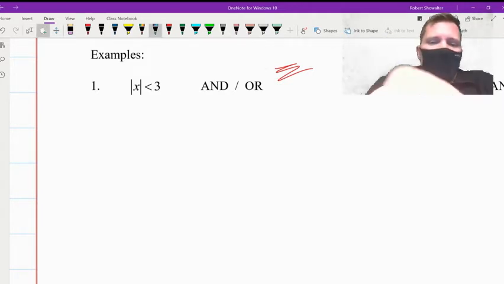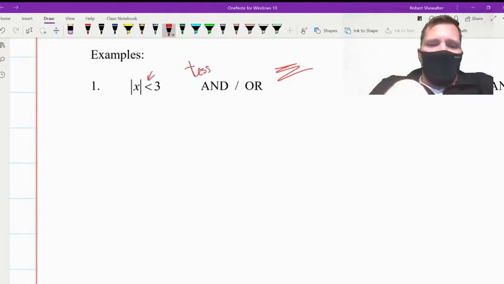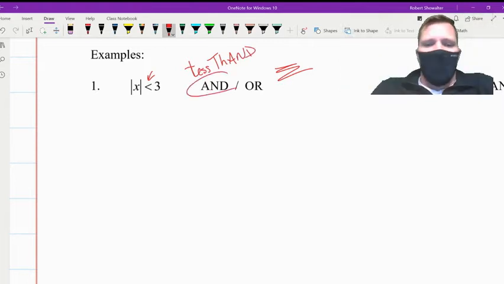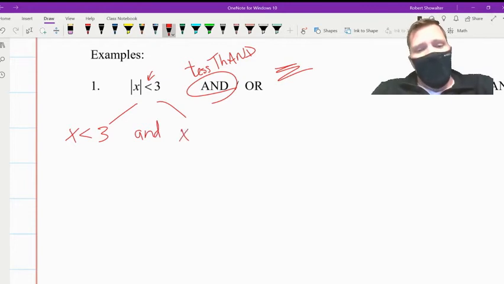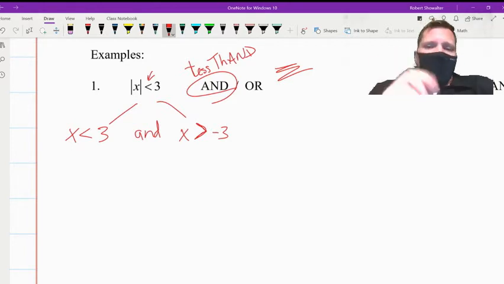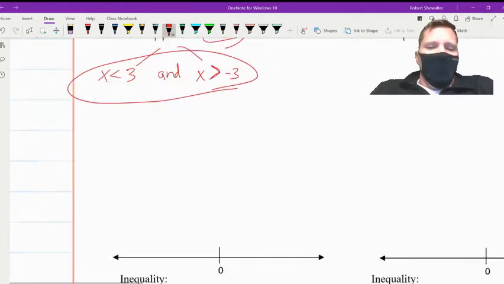When it's less than, we want to think of the phrase less than, like I said before. So this is going to be an and problem. When we go to solve it, we're going to split it and use the word and. We have the positive side, and then the negative side of the inequality. But we're also going to flip the inequality sign, very similar to when you multiply or divide by a negative number. That winds up being our solution.